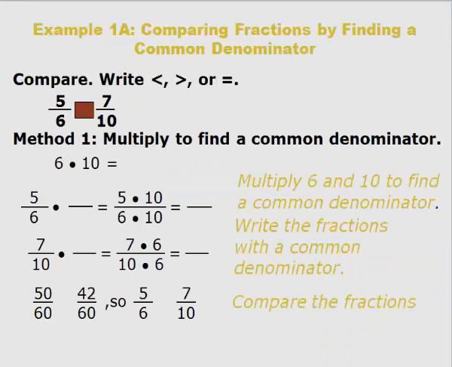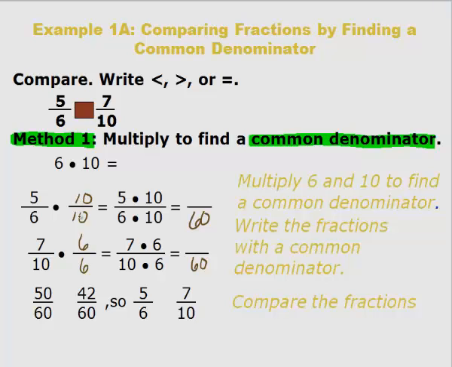Let's look at example 1a. We are going to compare 5/6 and 7/10. One method, and again, this is method 1, is to find a common denominator. Let's try this method. So we're going to look at 6 and 10. 6 times 10 over 10 gives us a common denominator of 60. And 10 times 6 over 6 gives a common denominator of 60.